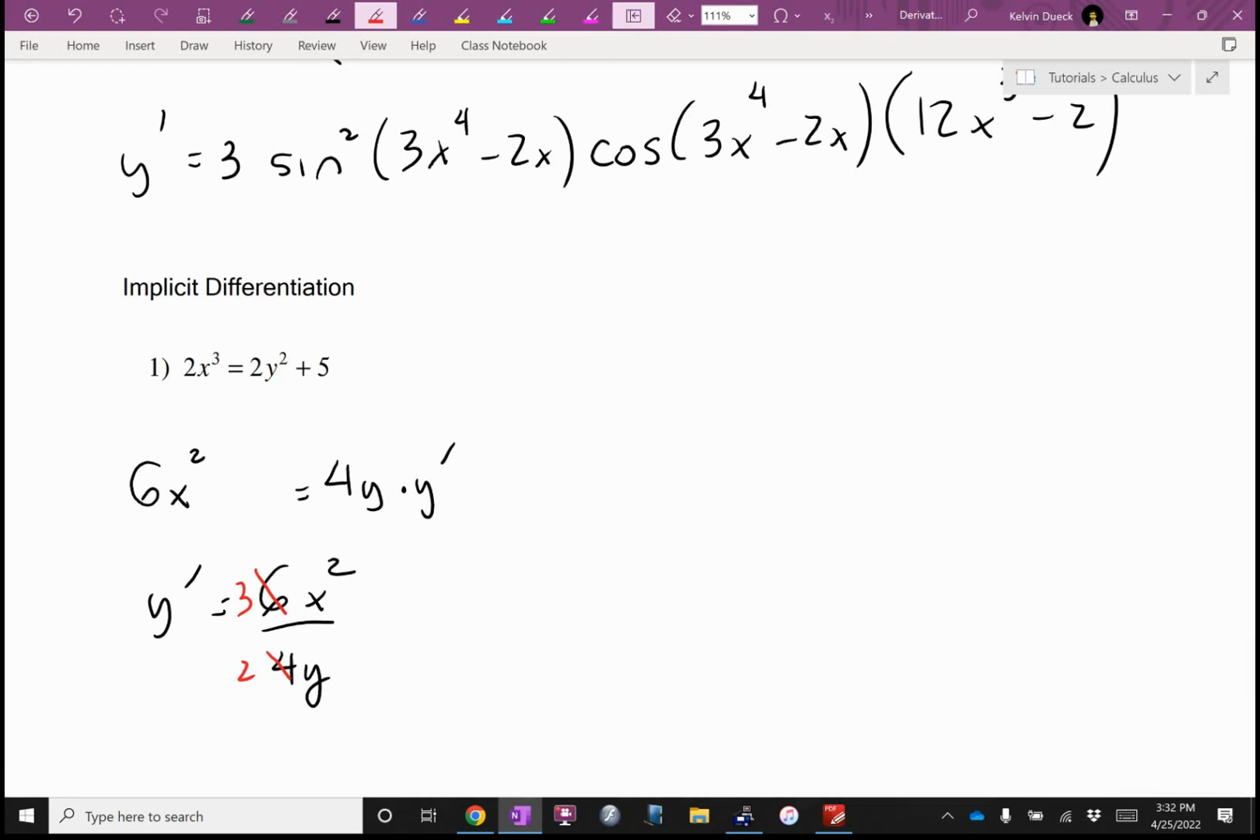Why is it called implicit? Because you're not actually taking y prime. You're finding it somewhere in the rest of your function, and you're getting the y prime by itself. But you're not solving for y prime explicitly like we did up here just by getting it by itself. Let's do another one.